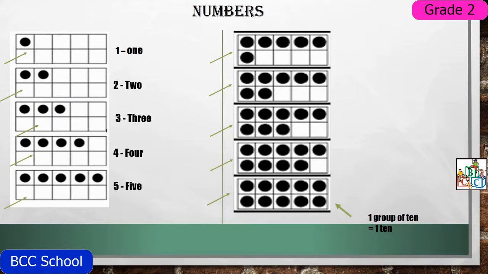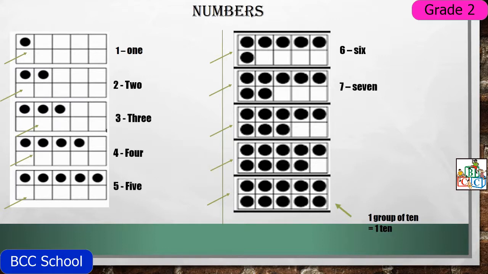Count the number of dots we have. How many dots do we have? Yes, 6 dots. This represents the number 6. S-I-X, 6. Now let's count the second picture. How many dots do we have? 7. This represents 7. S-E-V-E-N, 7.